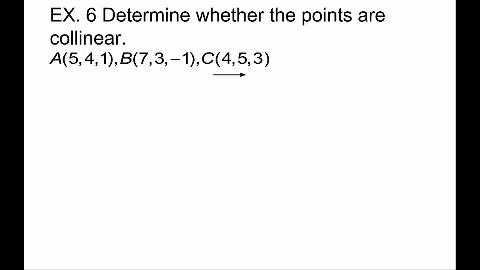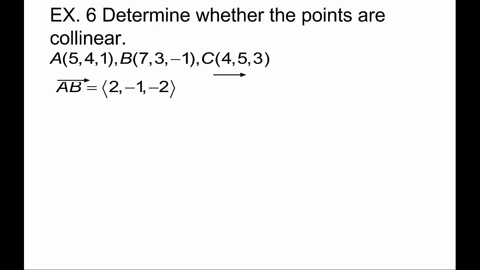Number 6, we're going to determine whether the points are collinear. So in order for these three ordered triples to be collinear, their vectors would have to be parallel to each other. So I'm going to find two vectors. I'm going to find vector AB and vector BC. So vector AB, you take the B point and subtract the A point. So if I do 7 minus 5, that's 2. 3 minus 4 is negative 1. And negative 1 minus 1 is negative 2.